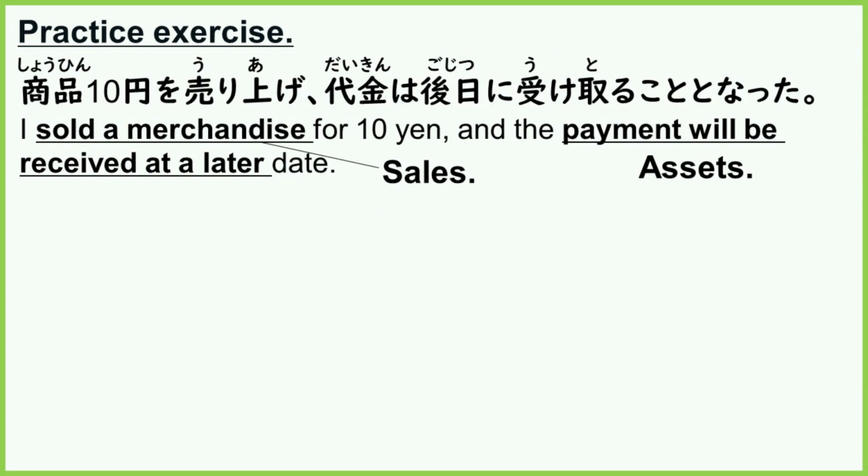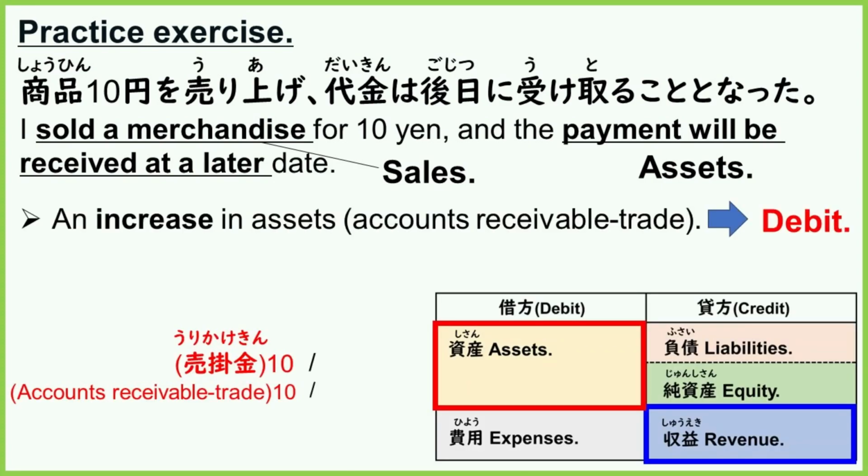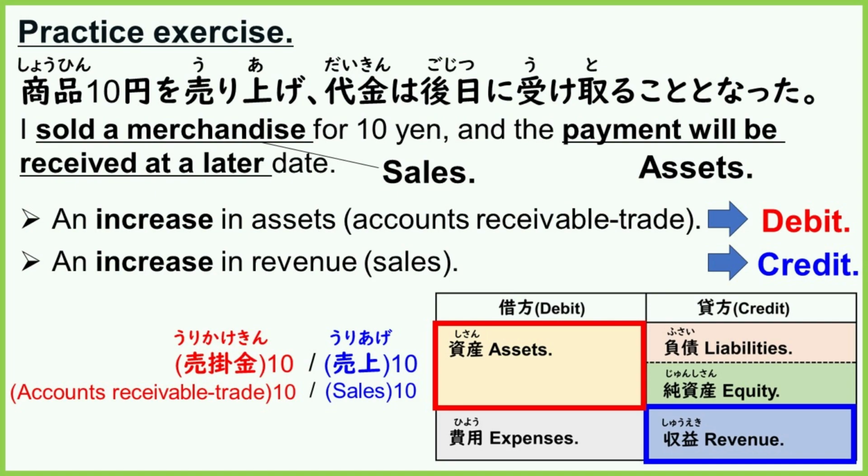This is the final question. I sold a merchandise for 10 yen, and the payment will be received at a later date. An increase in assets, accounts receivable trade. This position is debit. Therefore, we record accounts receivable trade as a debit. An increase in revenue, sales. This position is credit. Therefore, we record sales as a credit.